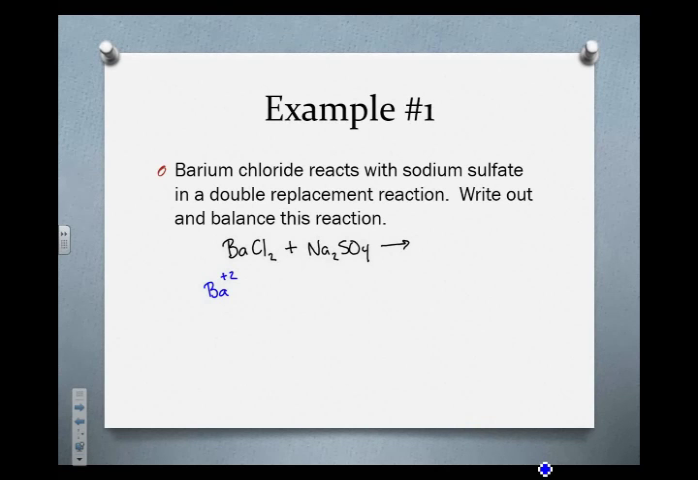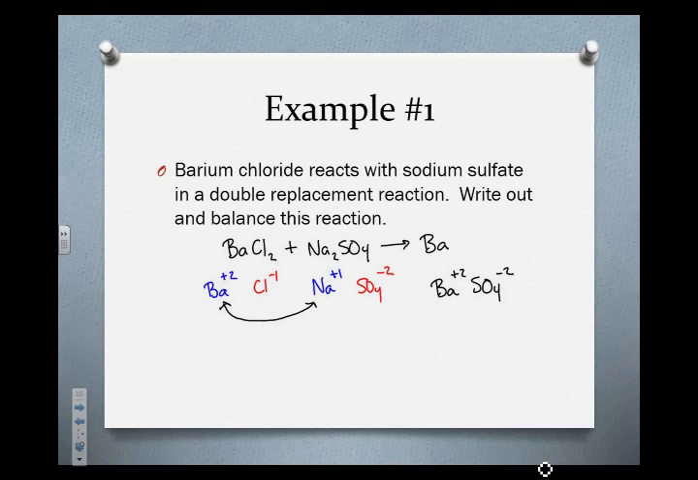Barium has a +2 charge. Sodium is the other metal. It has a +1 charge. My nonmetals are chlorine with a -1 and the sulfate polyatomic ion. I want to swap the barium with the sodium, which means that now barium will be paired up with sulfate. So I have barium, which has a +2 charge, and sulfate, which has a -2 charge. I only need one of each. So my formula of barium sulfate is BaSO4.